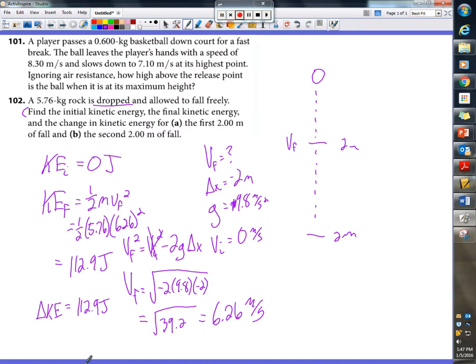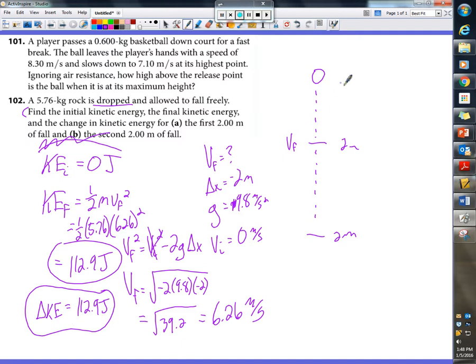Okay, so that was kind of an annoying process. So do we have to do that whole thing all over again for the second 2 meters here? No, because your answers for B are going to be the same 3 things. Well, not the same 3 things, but your initial kinetic energy is going to be 112.9 joules. Your final kinetic energy is going to be 112.9 more. So your change in kinetic energy for that section is, again, going to be 112.9. That's really what we're ultimately trying to see here, is what the change is.